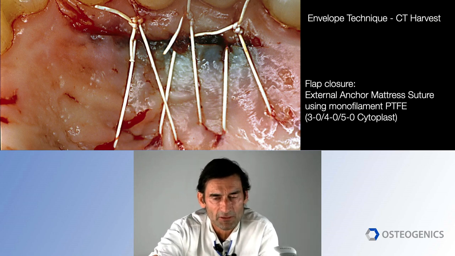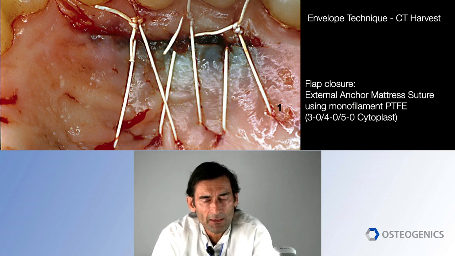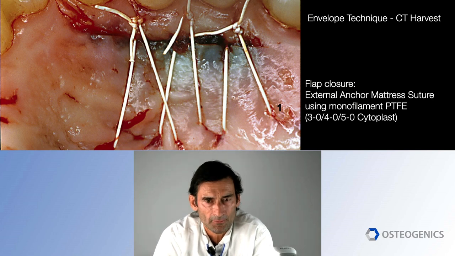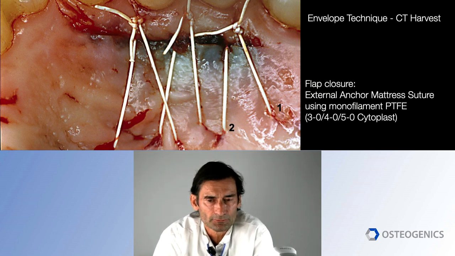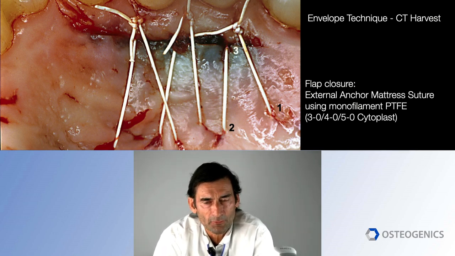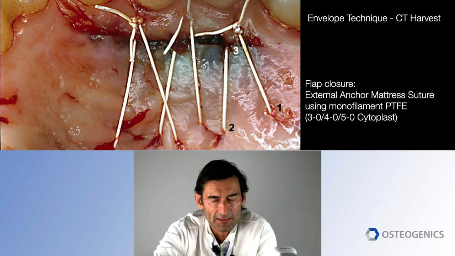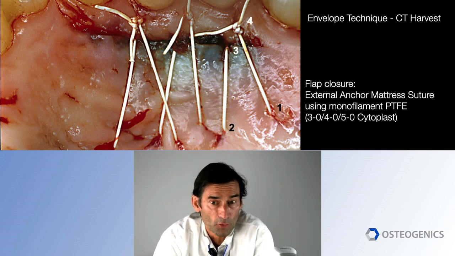And I'll give you some numbers. So the entry of the needle goes here. Do you see the number one on your screen? That would be your entry of the needle, and you're taking a nice big bite there in healthy tissue. Then you're exiting, that's your mattress, right there at number two. Number three will be when you're going at the top with your needle and you're going underneath the marginal gingiva. So you're at bone level with your needle, but you're exiting at number four at tissue level. And then you tie it off with four knots.